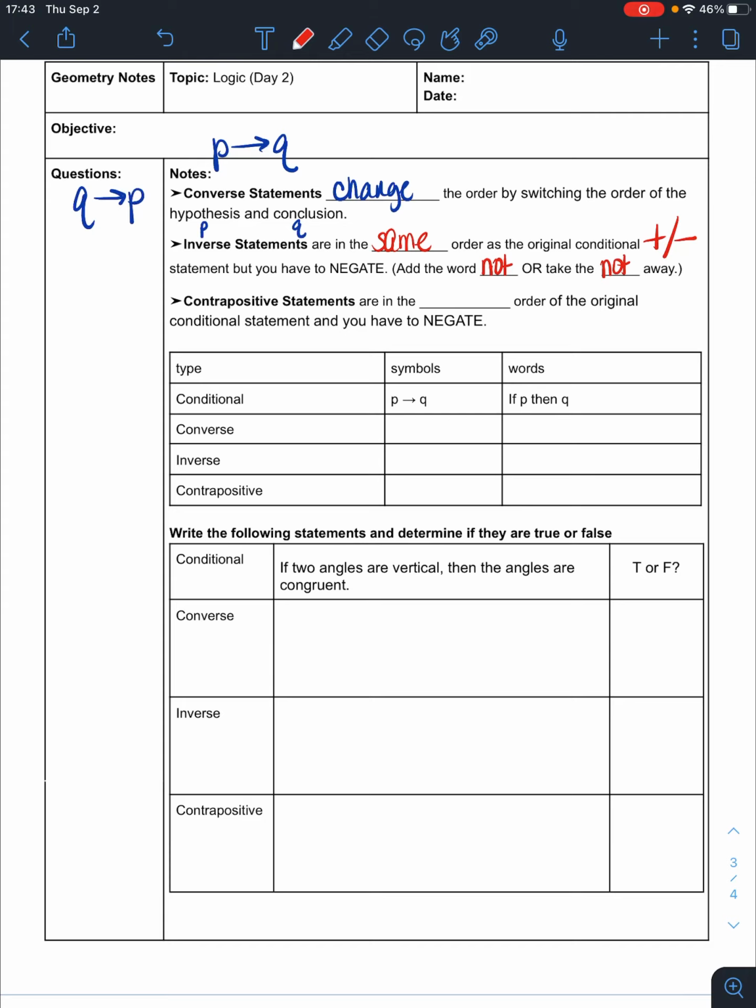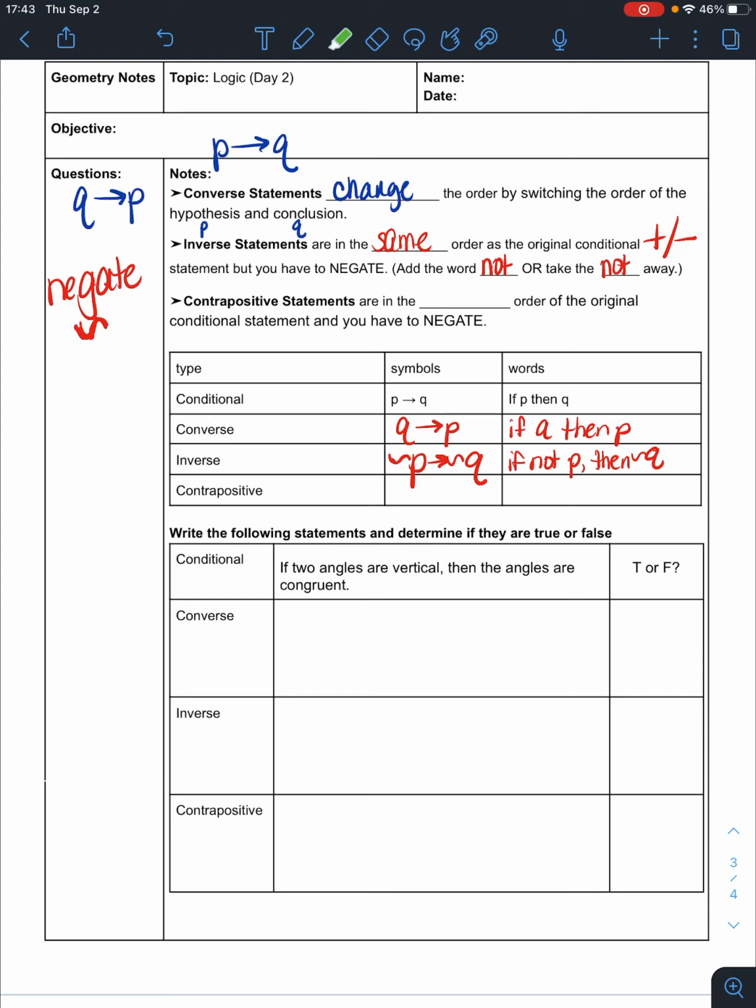So our converse was Q, then P. And we would read it if Q, then P. That's how you would read it. Then our inverse is going to be in the same order as the conditional, but it's going to be negated. And we use this little symbol right here for negate. So when I say the word negate, the symbol for that is that little tilde. So it's not P, then not Q. So if not P, then not Q.